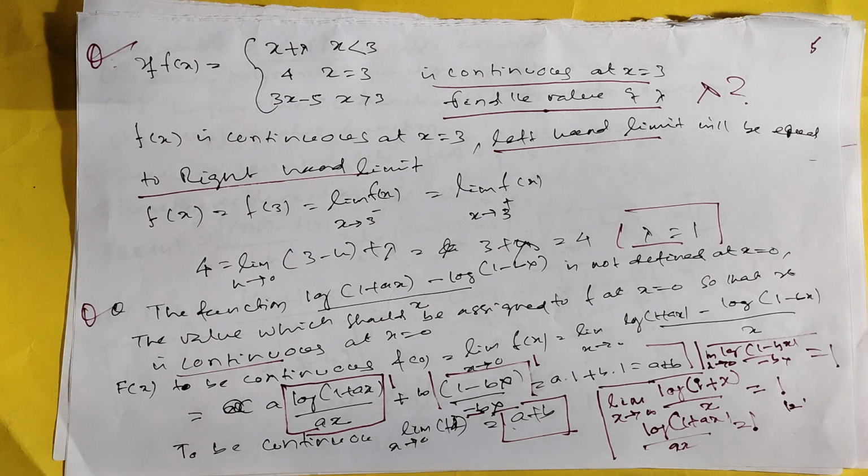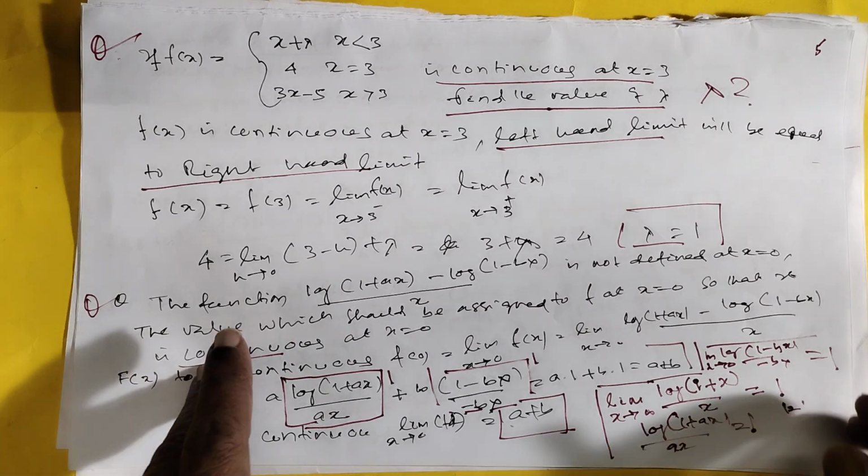Here is the basis we are giving. These are the limits you should know: limit of log(1 plus x) divided by x is equal to 1, limit of tan x divided by x is equal to 1, limit of log(1 minus bx) divided by x is equal to minus b. If you know this, you can calculate this type of problem.